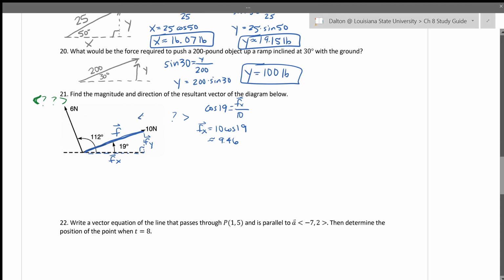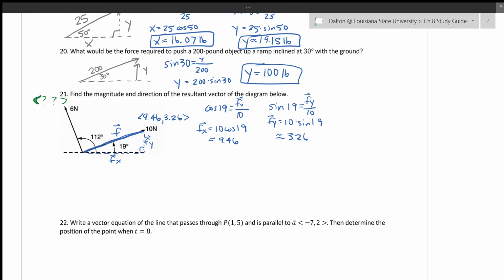The x is 9.46. To get the y, I'm going to do the same thing, except I'm going to change my trig function to be sine of 19, which is vector f sub y over 10. So then vector f sub y is going to equal 10 times the sine of 19, which is approximately 3.26. So there's my y component here. So I'm going to erase the question mark. We know the y is 3.26. So I'm done with the blue vector.